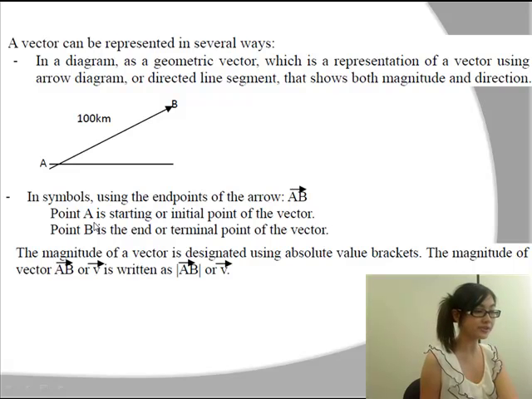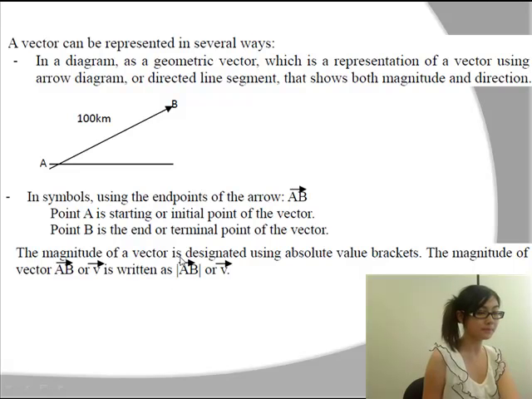This shows us that point A is the starting or initial point of this vector, and point B is the end or terminal point. The magnitude of the vector is designated using absolute value brackets. The magnitude of the vector AB, or v, is written with absolute value signs around AB with an arrow on top.